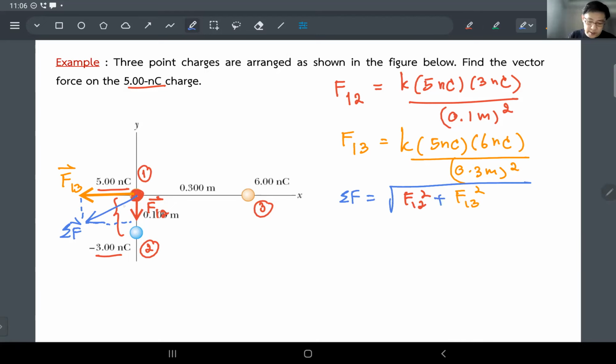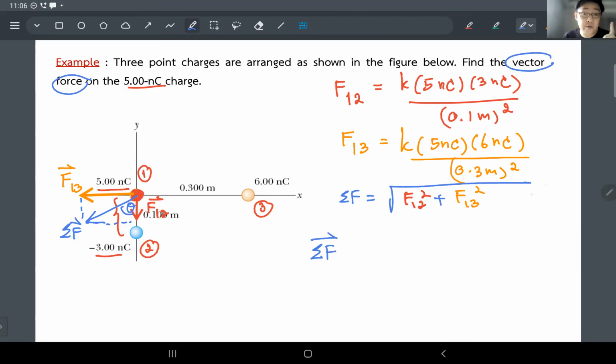If you want, you can take the ratio and find out what the theta should be, everything is fine. However, there is an easier way for you to write the vector force. Okay, so follow me here. I can also do it like this.